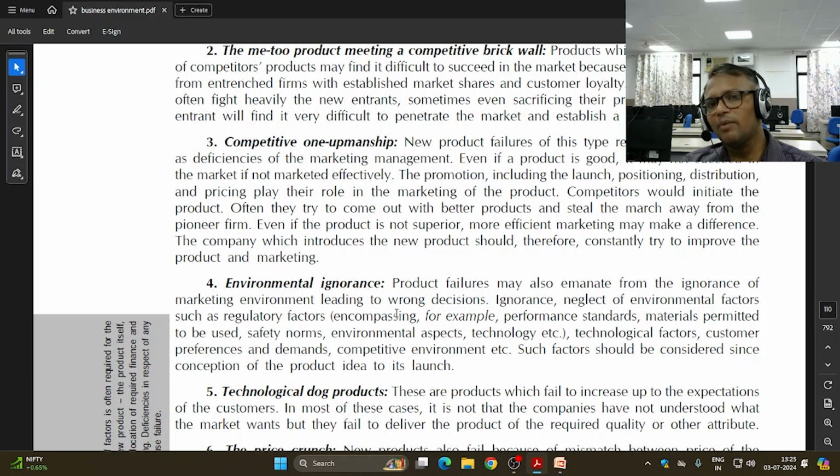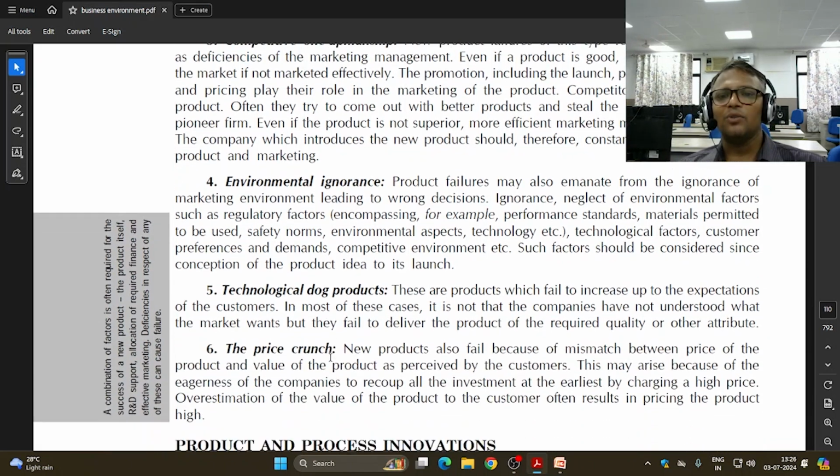The fourth is environmental ignorance. The product's failures can also emanate from ignorance of the marketing environment, leading to wrong decisions. Thus, there is neglect of environmental factors such as regulatory factors, for example, performance standards, materials permitted to be used, safety norms, environmental aspects, technology, etc. Technological factors, customer preferences and demands, competitive environment, etc. Such factors should be considered since the inception of the product ideas to be launched.